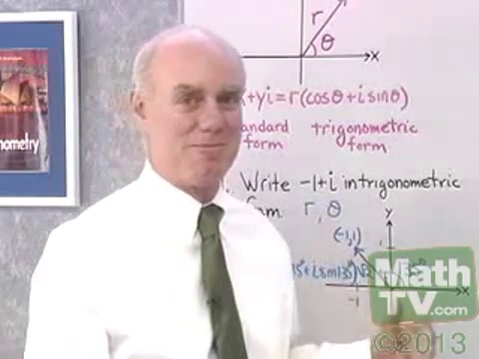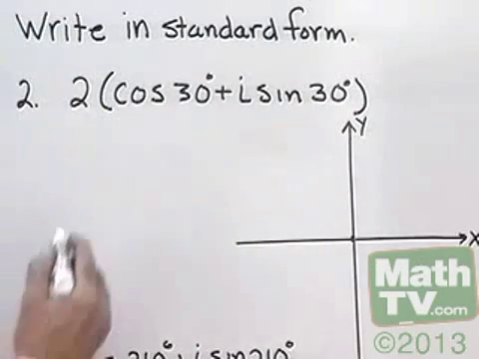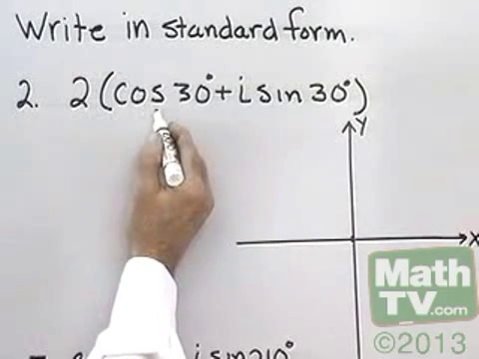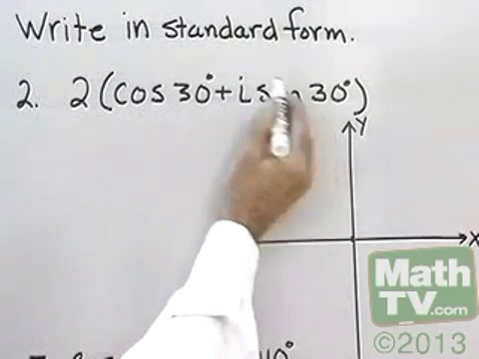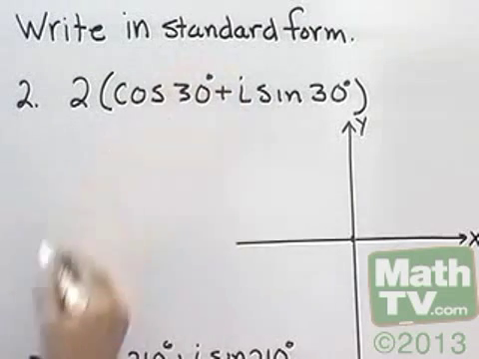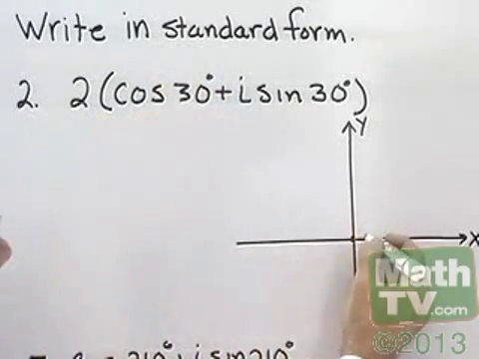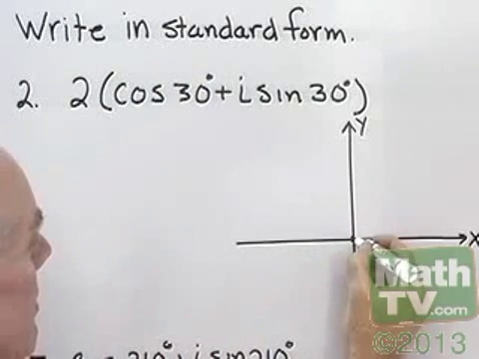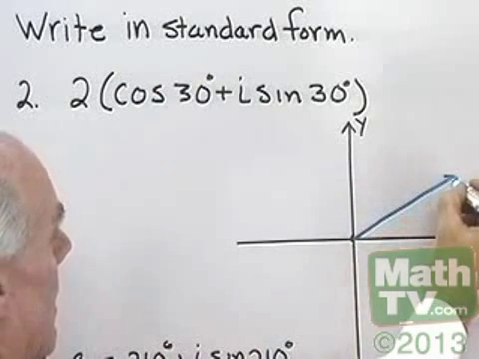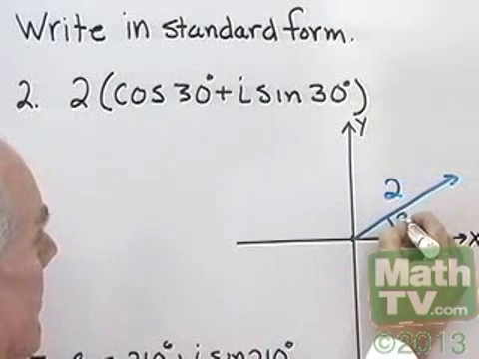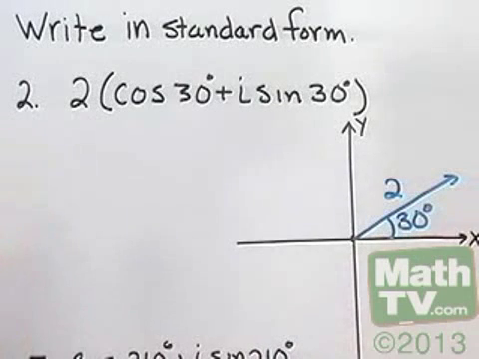Let's look at another problem. This time we want to take the complex number 2 times the quantity (cosine 30 plus i sine 30), that's written in trigonometric form, and write it in standard form. Let's just sketch the graph of this real quick as long as we've got it here. I'll draw a vector at 30 degrees with a length of 2. So there's the graph of that complex number 2 times (cosine 30 plus i sine 30).